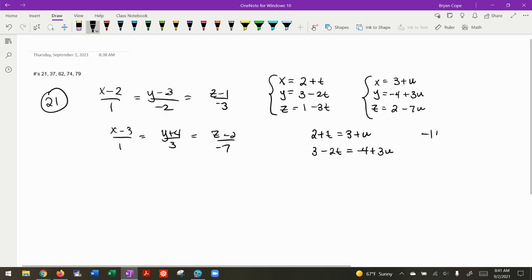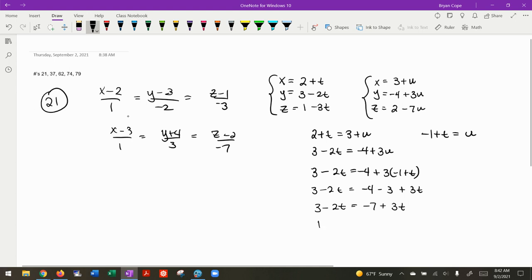So negative 1 plus t equals u. So 3 minus 2t equals negative 4 plus 3 times negative 1 plus t. Okay, so t would need to equal 2, and u would need to equal 2 plus negative 1, or 1. So let's confirm that that works for each of the coordinates.